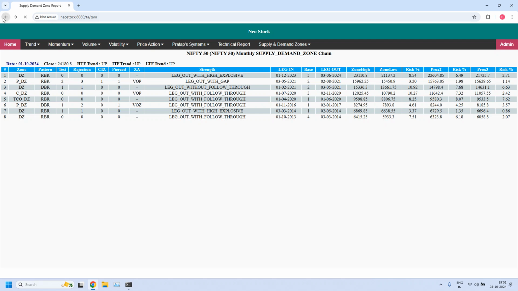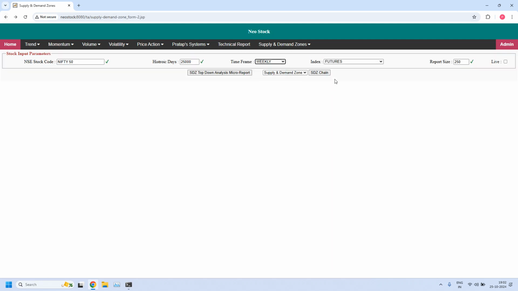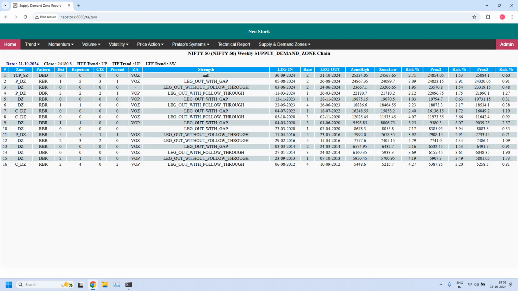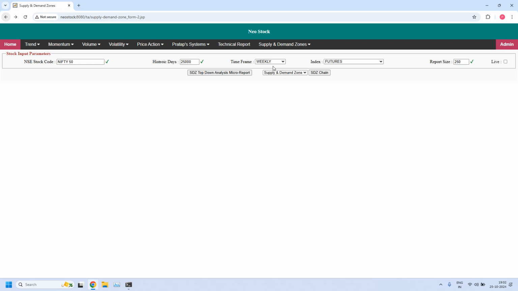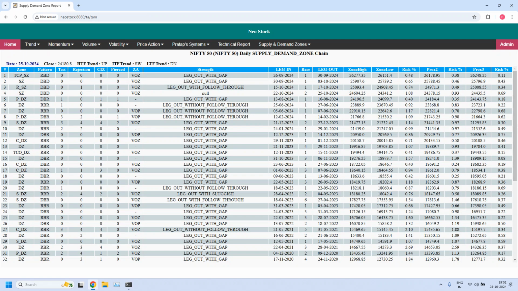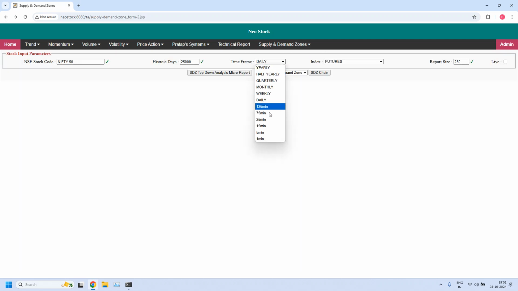Okay, next time frame is weekly, generating weekly supply demand zone chain for NIFTY. Next time frame is daily, generating daily supply demand zone chain for NIFTY. Next time frame is 125 minutes, generating 125 minutes supply demand zone chain for Nifty.